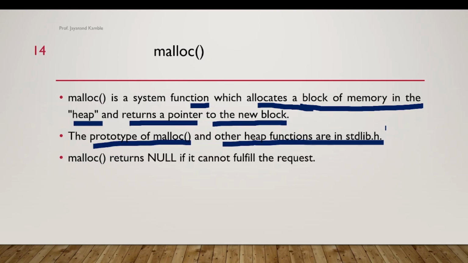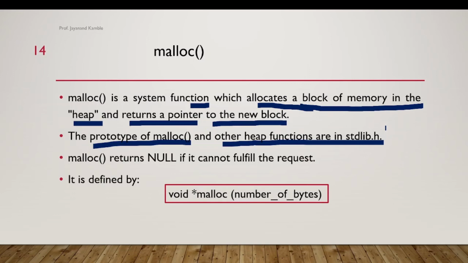Assuming that we require 10 memory blocks, and if that much memory is not available, then the malloc function returns null. It means that much memory is not available. Now, malloc is defined as void star malloc, number of bytes. Here we are passing a parameter, the number of bytes, how many bytes we want to allocate.